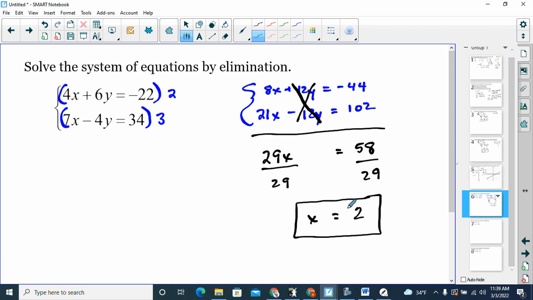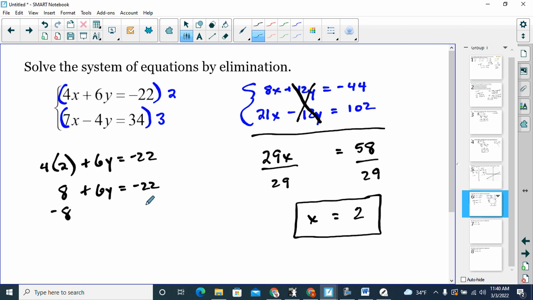Once I have x equals 2, I can go back to any of my original equations. You could go to these if you wanted. I would go back to one of the equations that's given. I'm going to choose the first one, and we're plugging 2 in for our x. So I have 4 times 2 plus 6y equals negative 22. 4 times 2 gives me 8, plus 6y equals negative 22.